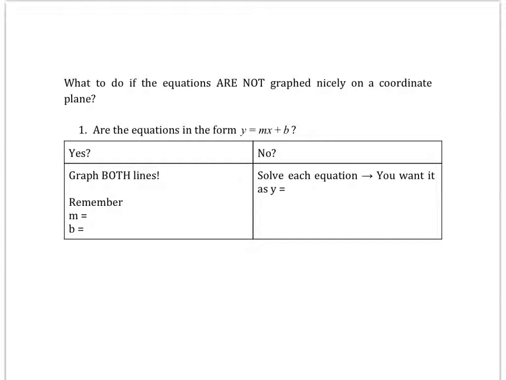Sometimes you're going to be presented with questions where you're just going to be given the two equations and you have to figure out what the solution is graphically. So first and foremost, is it in the form y equals mx plus b? If it is, graph both the lines in the coordinate plane. Remember that m is your slope, b is your y-intercept.